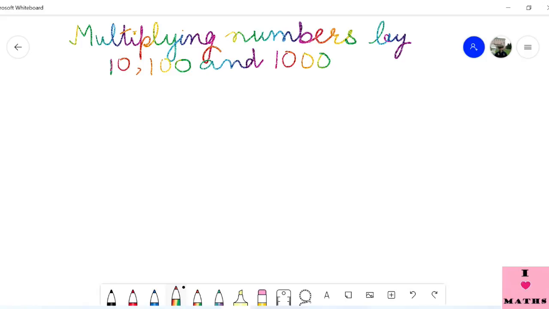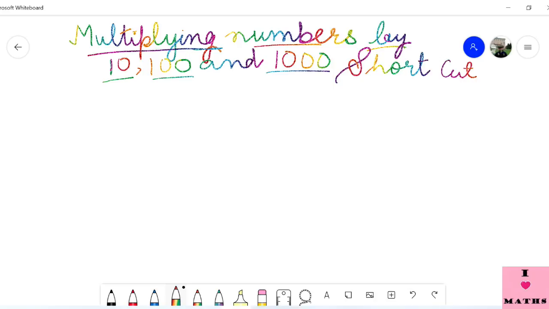Before we start learning how to change kilometer to meter, we are going to learn how to multiply numbers by 10, 100 and 1000. And children, I am going to teach you a shortcut method to do this.